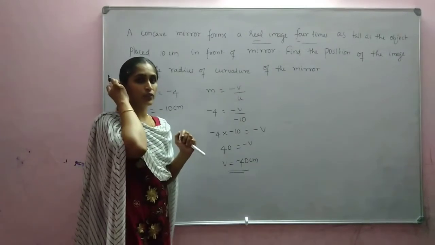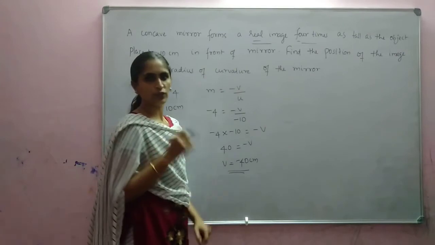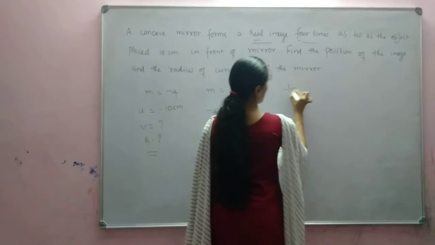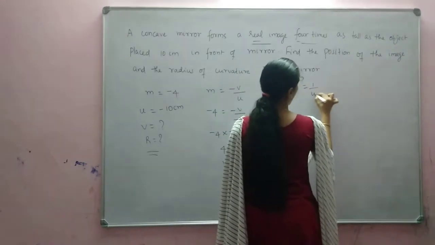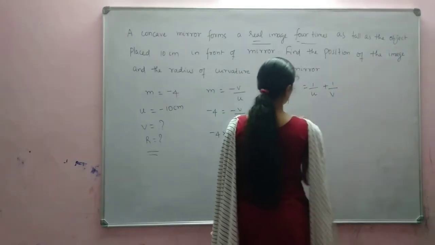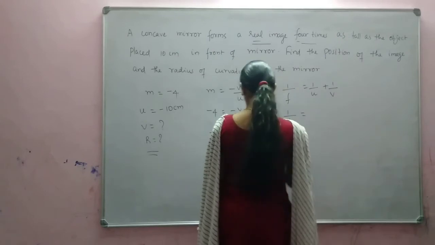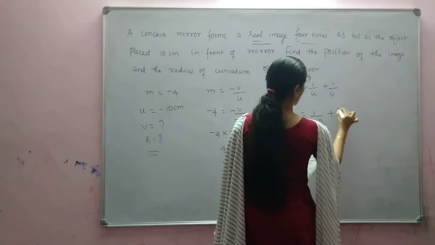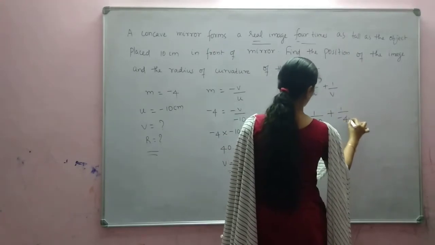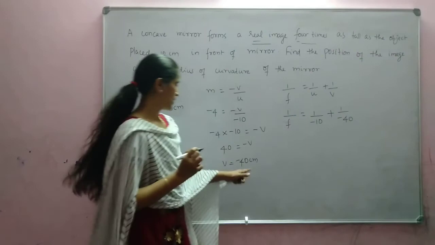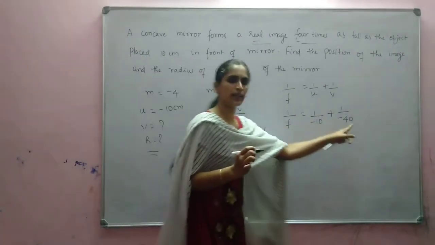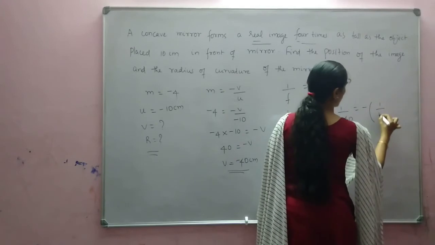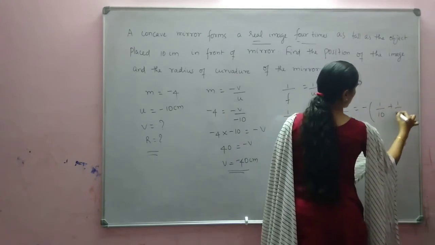To find the radius of curvature, we have to use the mirror formula. We have to find focal length, then by using that we can find. We can write 1 by f is equal to 1 by u plus 1 by v. 1 by u is given minus 10. 1 by minus 10 plus 1 by minus 40. Here both are negative, so minus can be taken outside. We can write 1 by 10 plus 1 by 40.